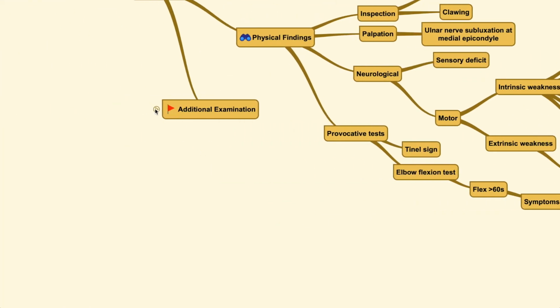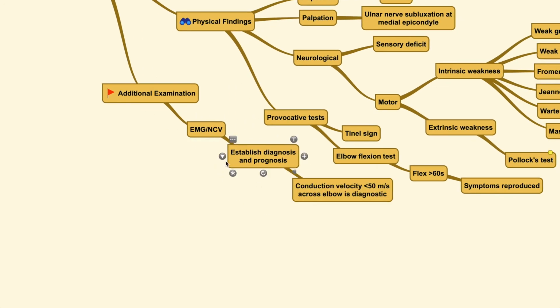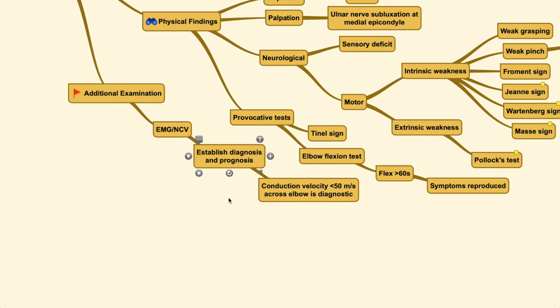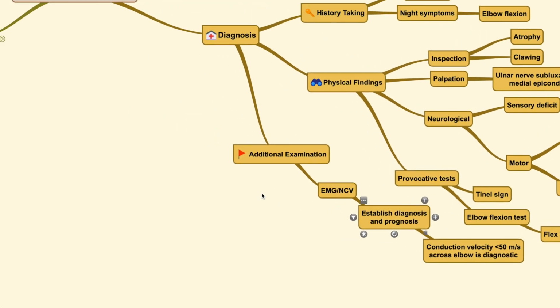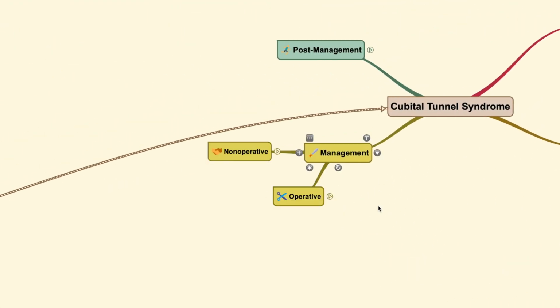Now the next examination that you could do to assess the ulnar nerve compression neuropathy is the EMG-NCV. As you have known, the EMG-NCV allows you to detect the localization of the lesion, and also the changes that occur around the muscle function and the nerve conduction. With this examination, you could see that the conduction velocity will significantly decrease to reach a value of under 50 meters per second. And next would be the management plan.